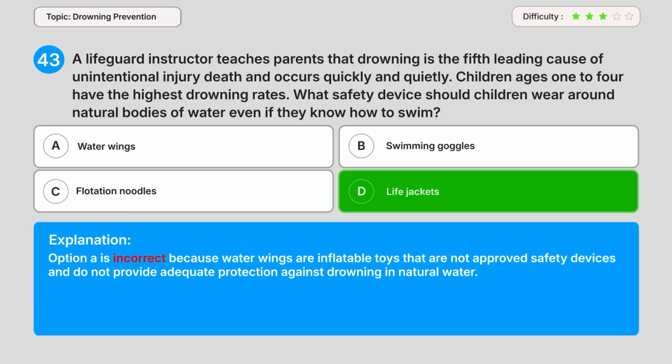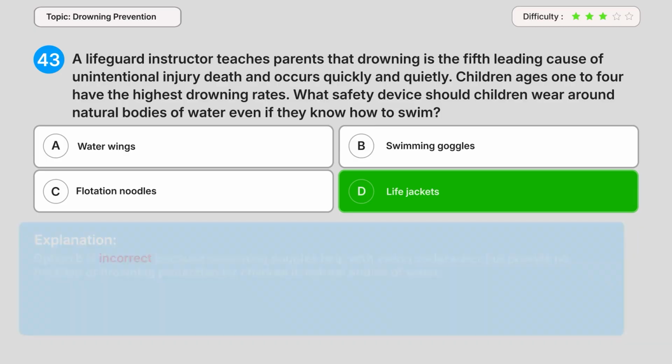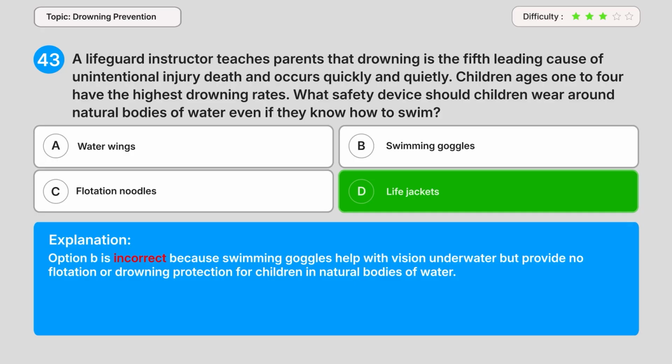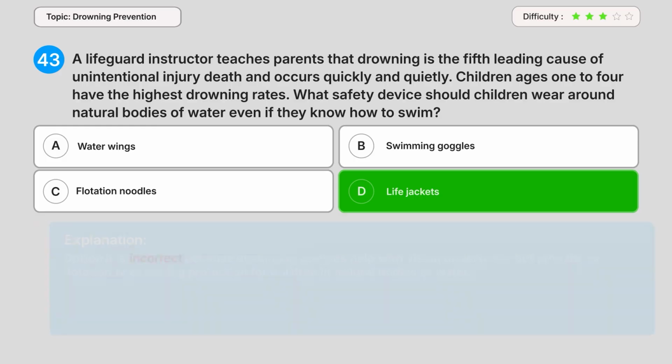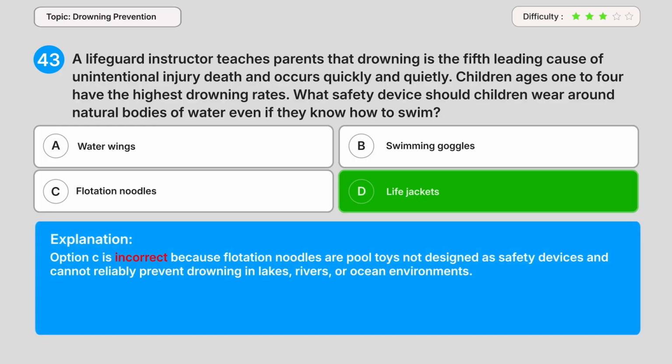Option A is incorrect because water wings are inflatable toys that are not approved safety devices and do not provide adequate protection against drowning in natural water. Option B is incorrect because swimming goggles help with vision underwater, but provide no flotation or drowning protection for children in natural bodies of water. Option C is incorrect because flotation noodles are pool toys not designed as safety devices and cannot reliably prevent drowning in lakes, rivers, or ocean environments.